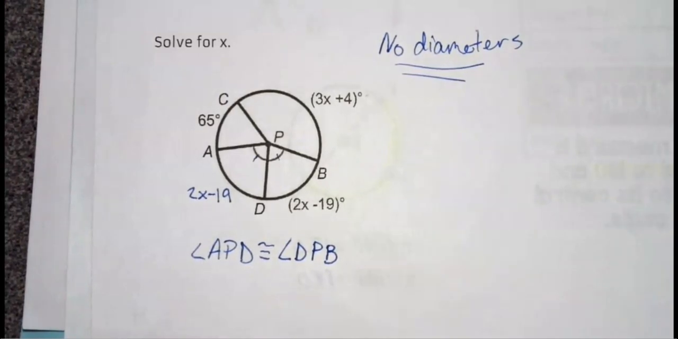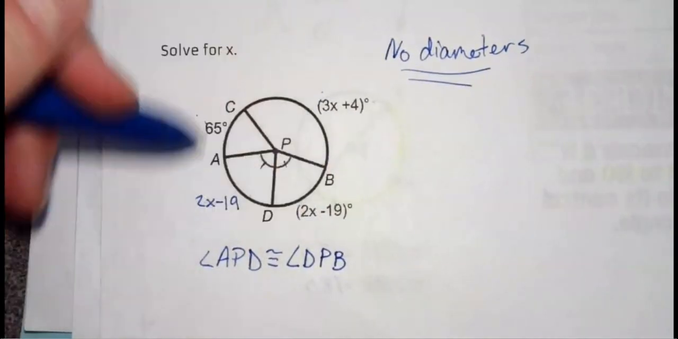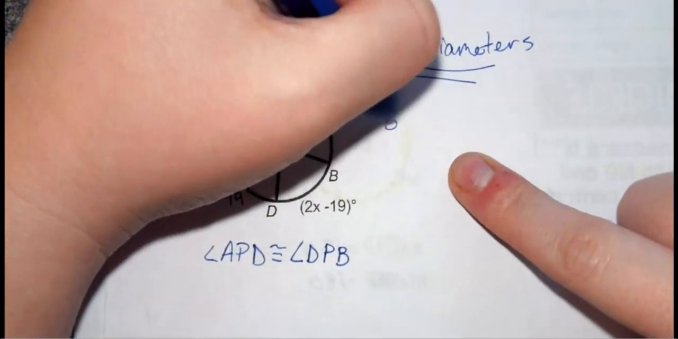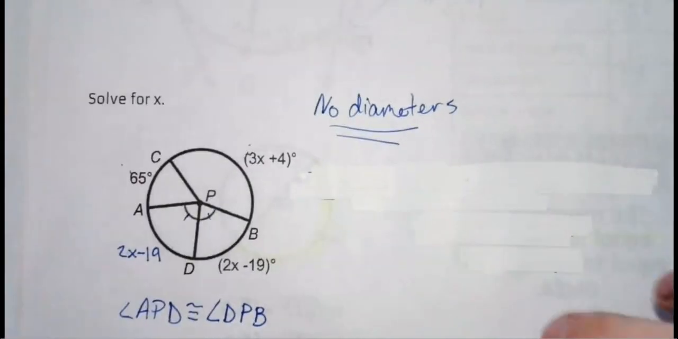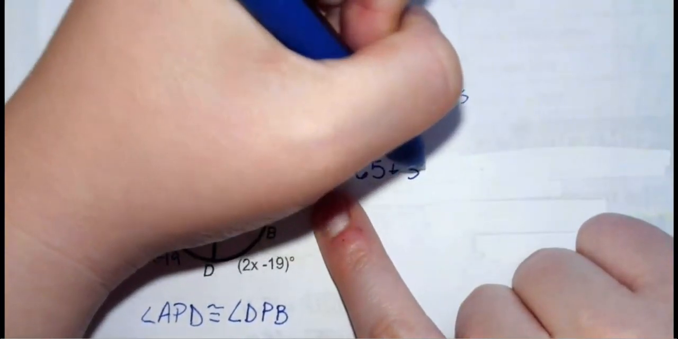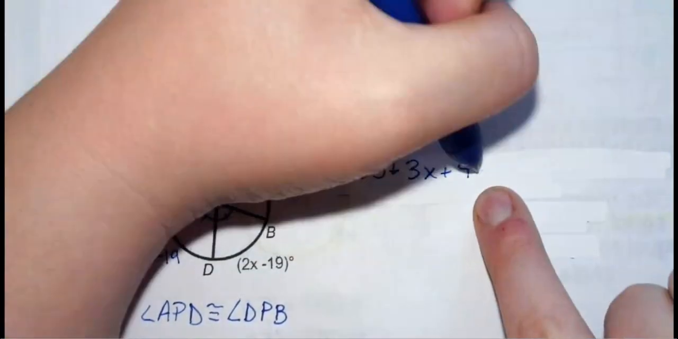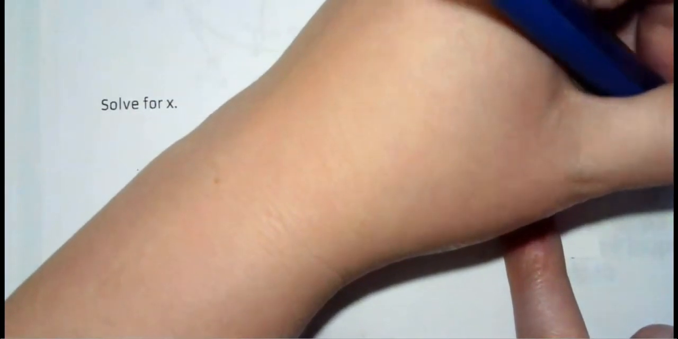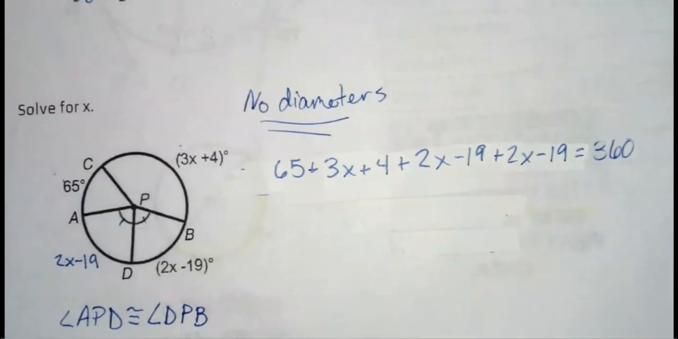Okay, last but not least, we've got all four of these arcs. So what do all four arcs add up to? Like if you add them together, what would they equal? It's one of the two numbers we've talked about today. All right, we're going to add them up correctly. 65 plus 3x plus 4 plus 2x minus 19 plus 2x minus 19 equals 360. There it is. And I think they're all correct now.